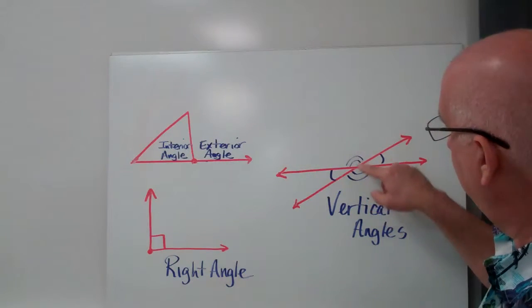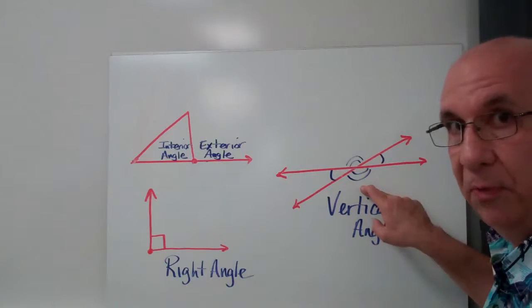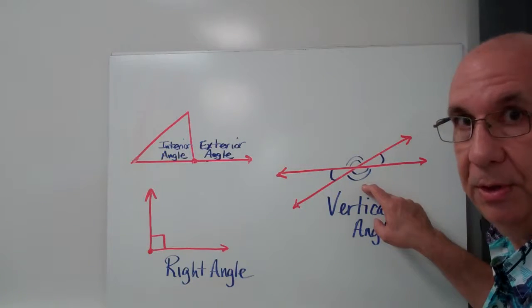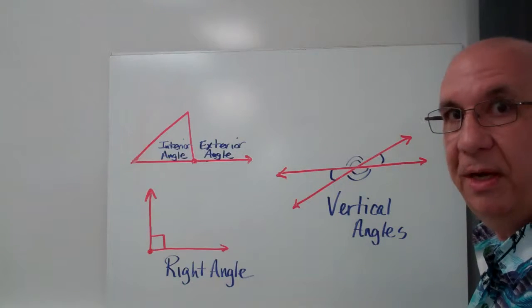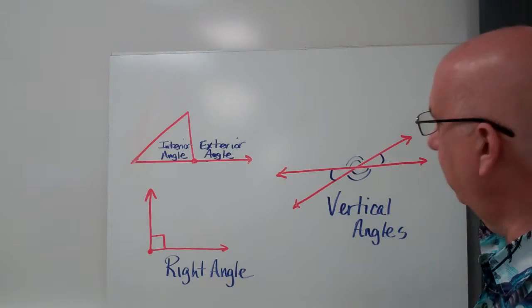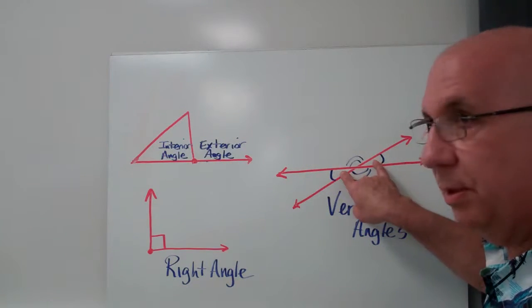Now, that's not the only vertical angle. This angle and this angle are also vertical angles. They're opposite of each other. They are also congruent. So when you have two pairs of intersecting lines, you always have two pairs of congruent vertical angles. These two would be congruent, and these two would be congruent.